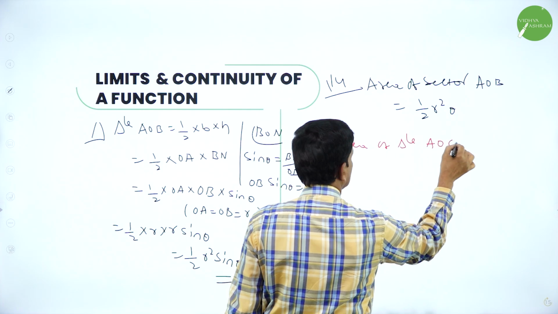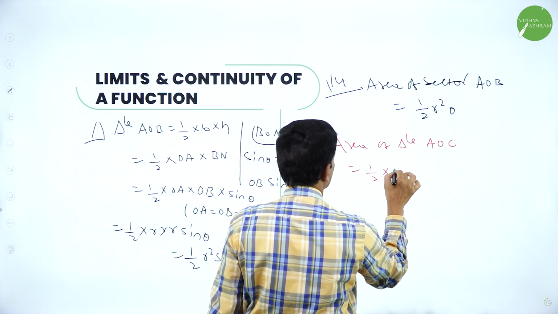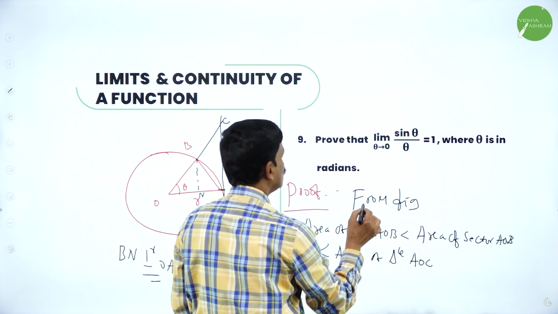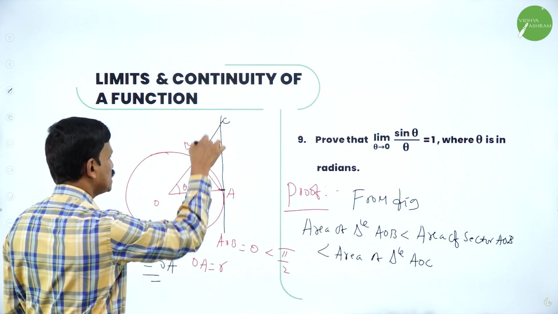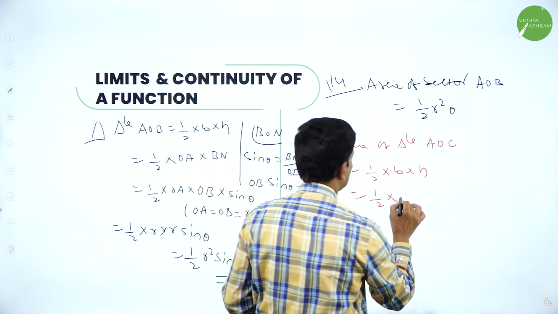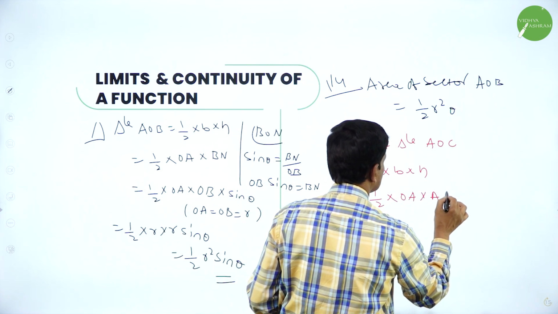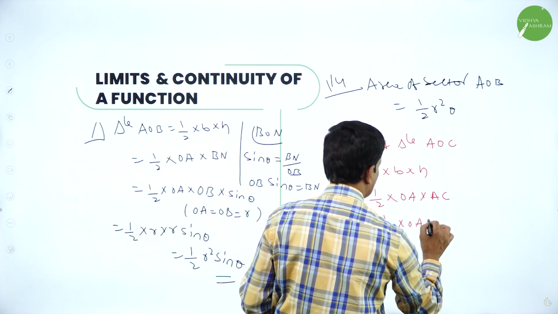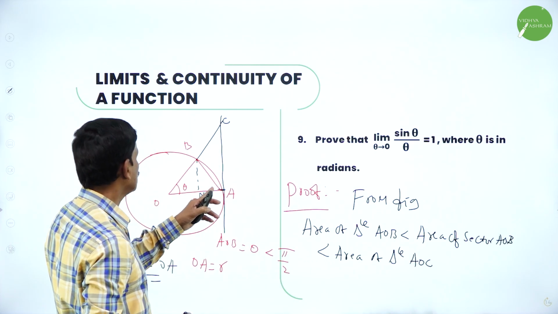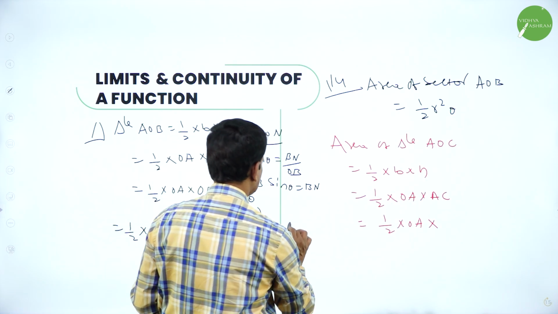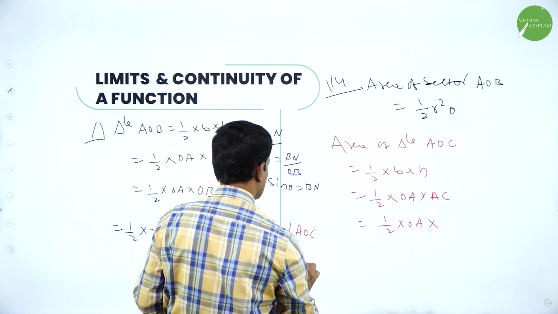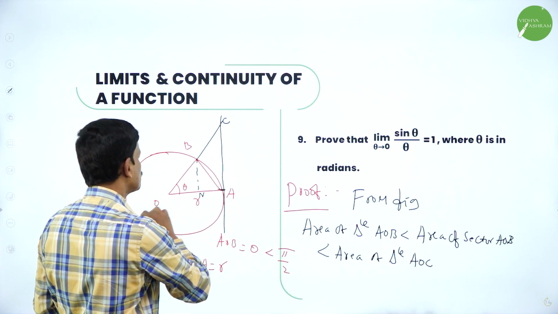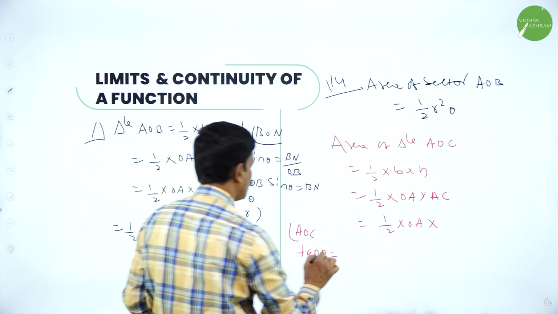AOC. Area of triangle AOC is equal to half into base into height. Half into, what is base here? So OA is the base, AC is the height: OA into AC. Now this is half into OA as it is. Find out AC. From triangle AOC, find out tan theta. What is tan theta? Tan theta is opposite by adjacent, AC divided by OA.